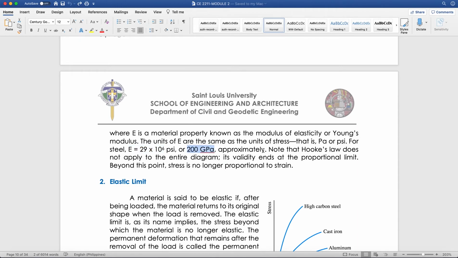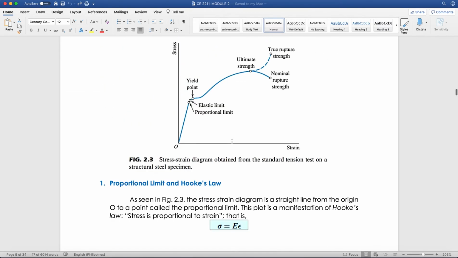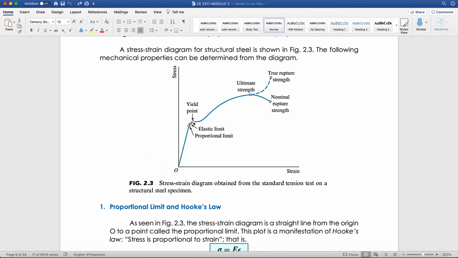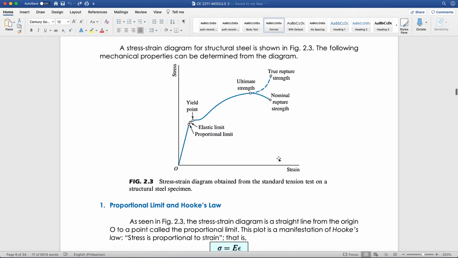Okay? Note that Hooke's law does not apply beyond the entire diagram. Its validity ends at the proportional limit. Beyond this point, stress is no longer proportional to strain, because the relationship is no longer linear here in the plastic state. That's why we can no longer apply here the Hooke's law. Okay?